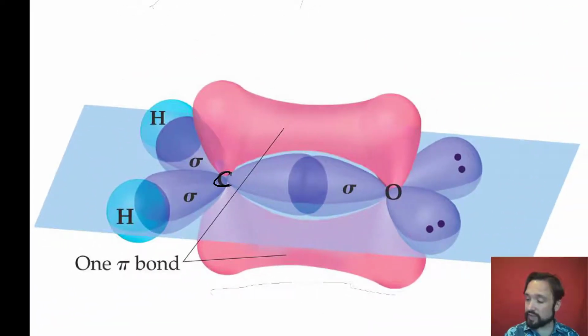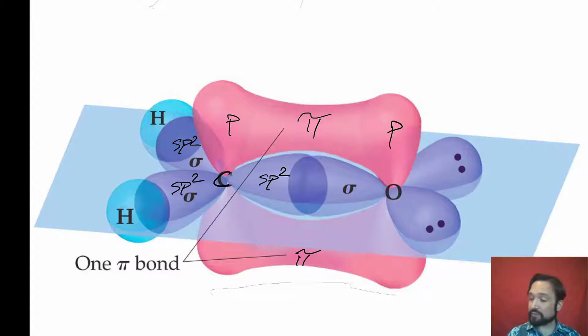Here's my carbon, and it's going to have some sp2 orbitals, and that gives it its three electron groups. That's going to give it its overall shape. And the second bond is going to be made with the p orbital between the oxygen and the carbon, right? This is my pi bond that happens above and below that internuclear axis, which is where we find our sigma bond.